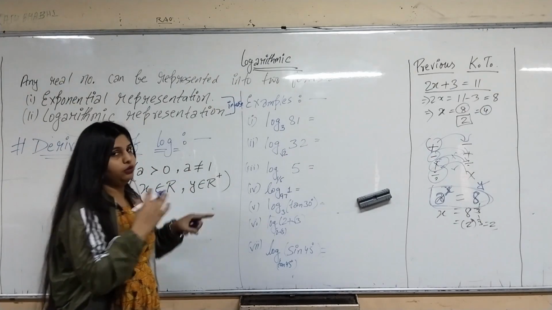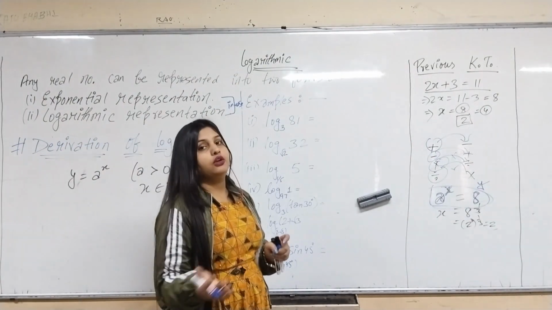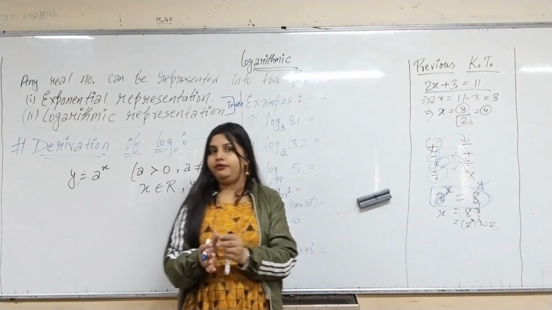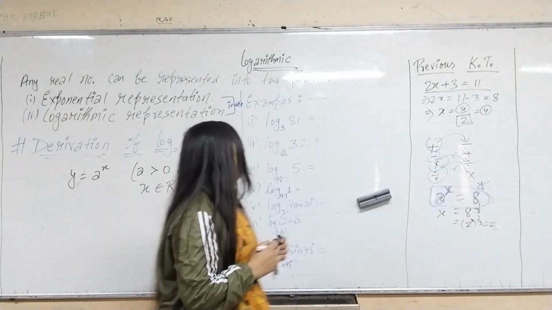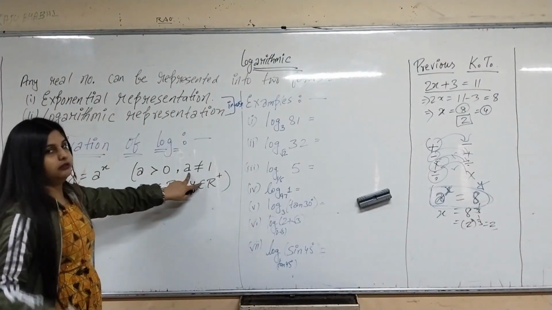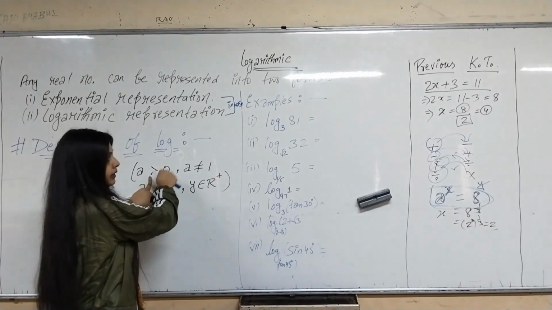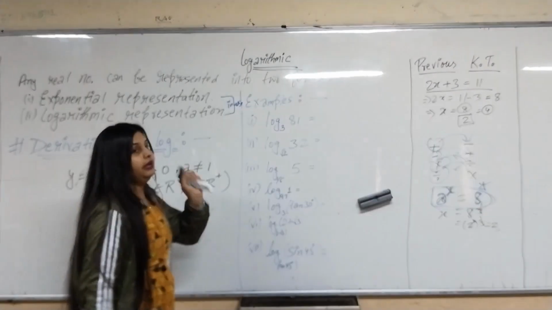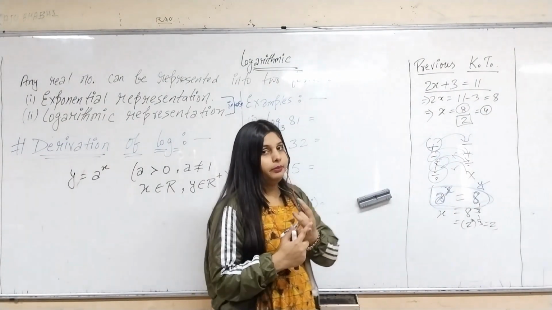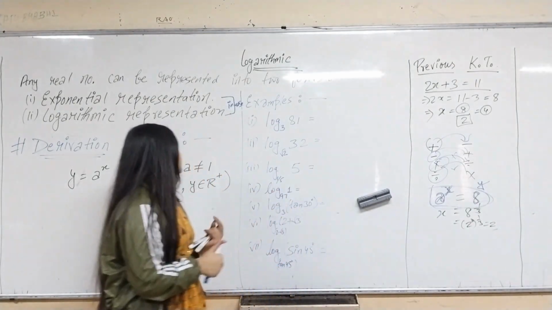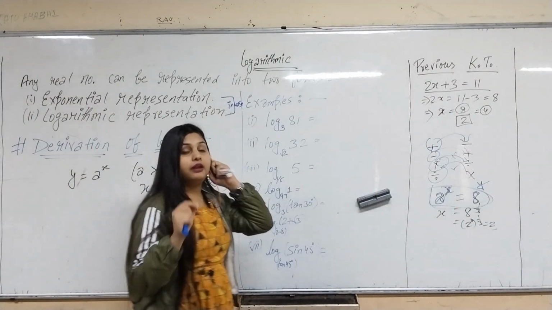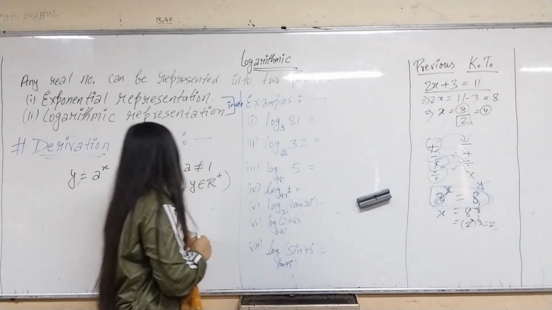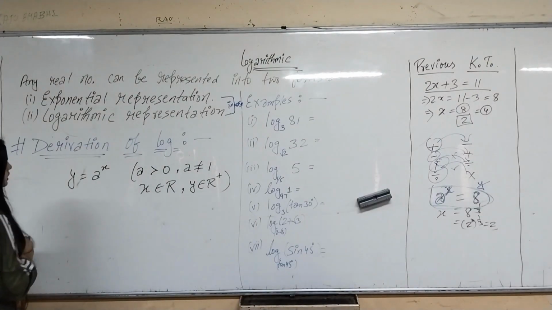These conditions are going to be followed in each and every question to give you the perfect answer. Otherwise, you will have some confusion. So just remember it in your mind. A should be greater than 0. A should not be equal to 1. X belongs to real numbers and y belongs to positive real numbers. Okay? So let's come to this.